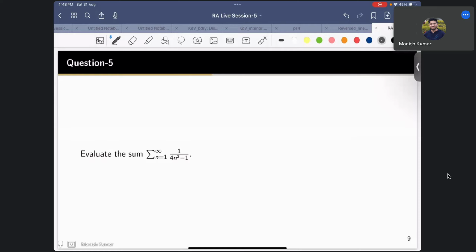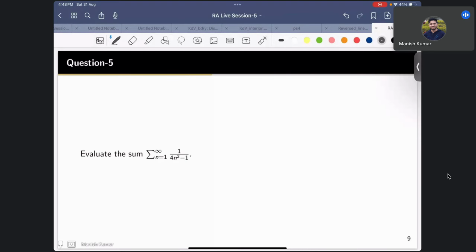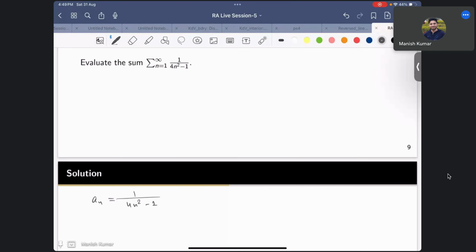To begin with, we have this example: summation 1 by 4n square minus 1. Over here what we have is the term 1 by 4n square minus 1. It is nothing but 2n square minus 1 square, and it is nothing but 2n minus 1 times 2n plus 1. This is the kind of factorization we get.